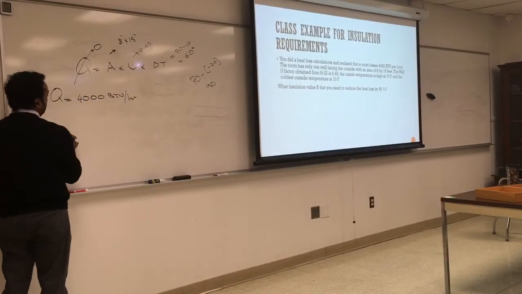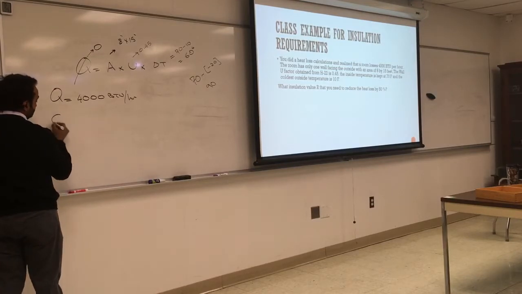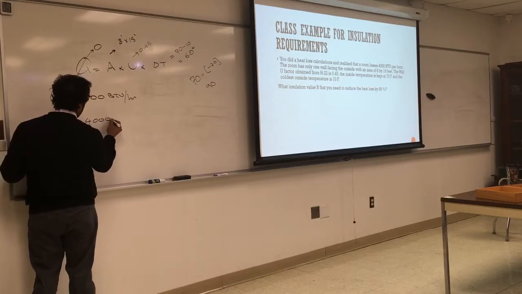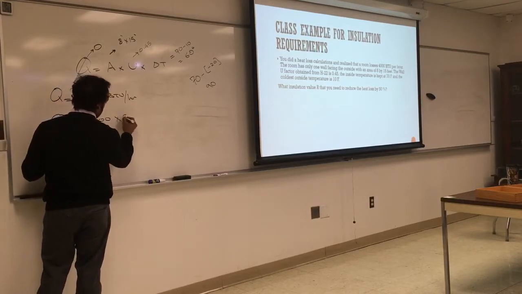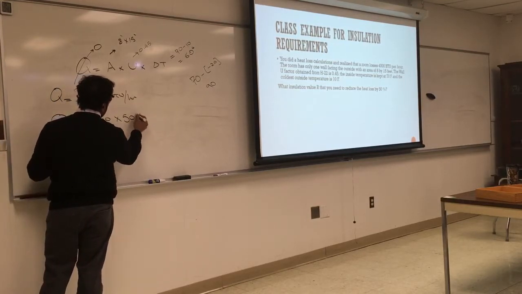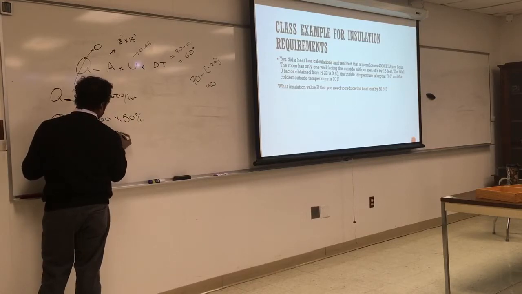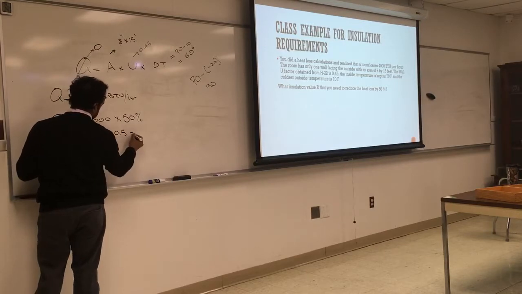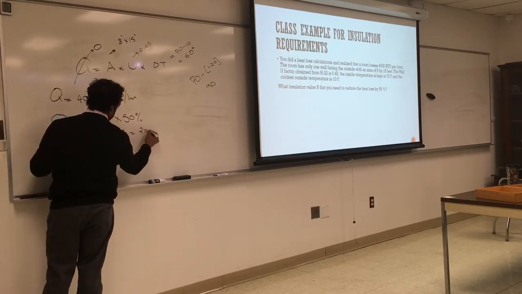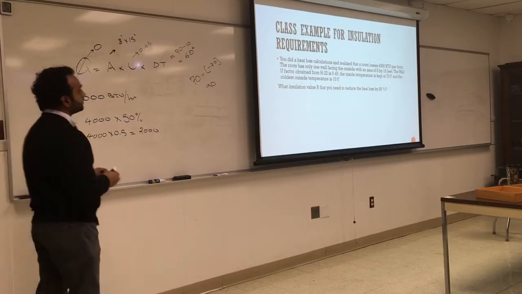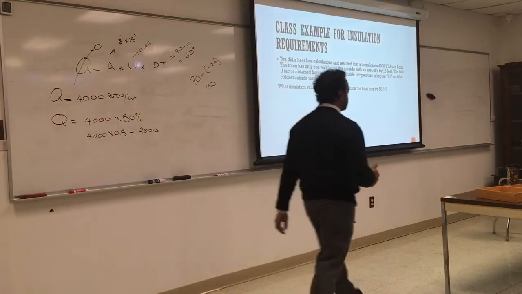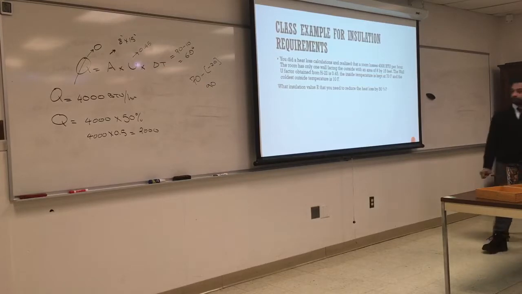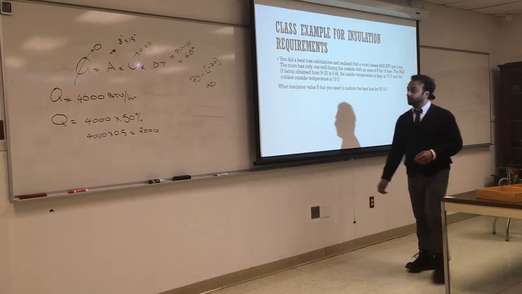So first of all, I want 50% of Q. So that's 4,000 times 50%, so times 0.5. I'll give you 2,000. Okay? Make sense so far? Let's work it out.